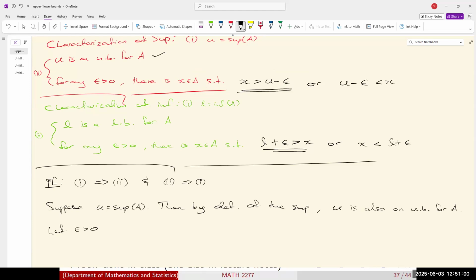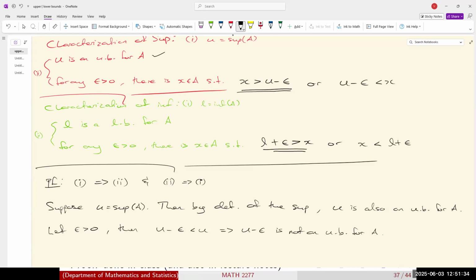Okay, so let epsilon be bigger than 0. Then notice that if I take U minus epsilon, this number is clearly smaller than U, right? Take any number, subtract something from it, that's the smaller number. In other words, since U is the supremum, U minus epsilon is not an upper bound for A.